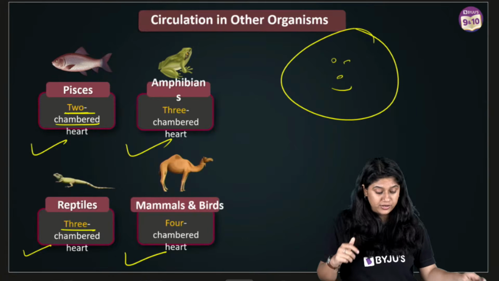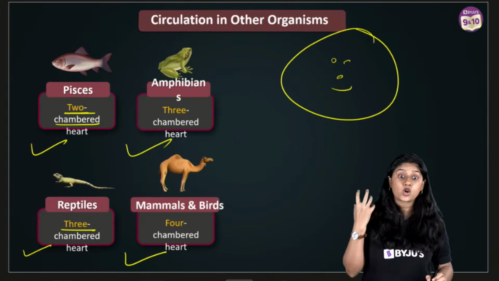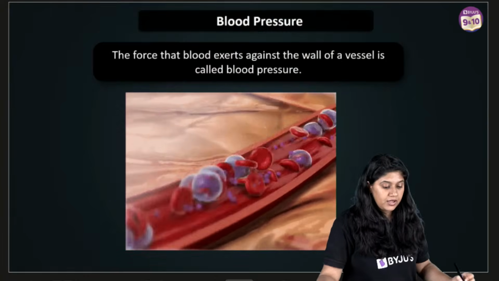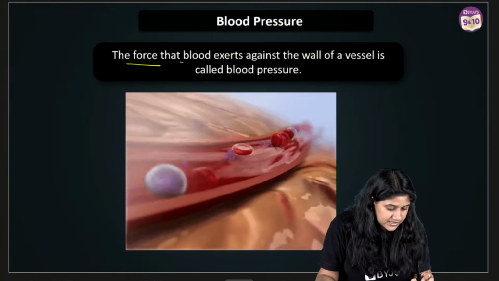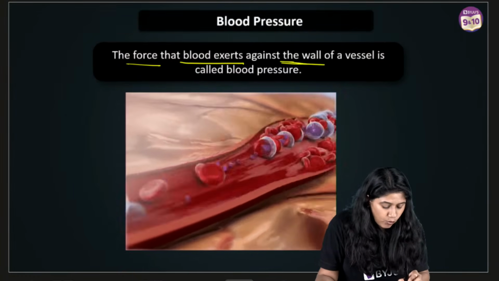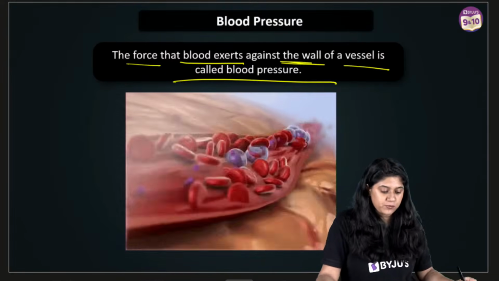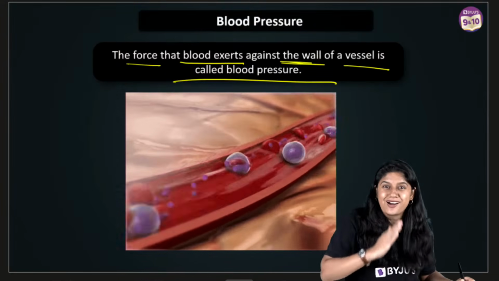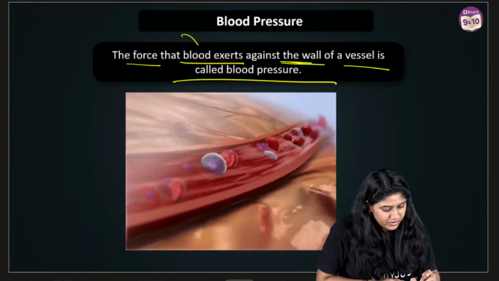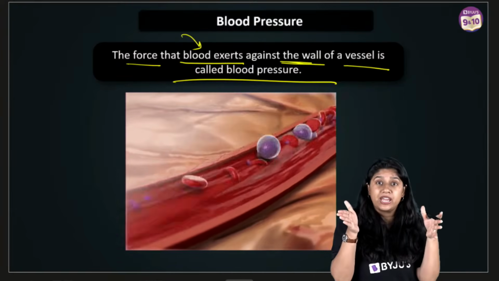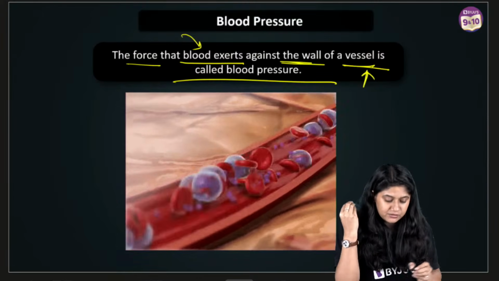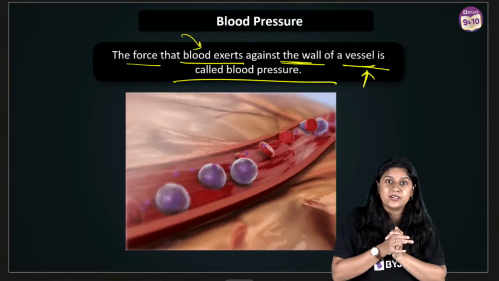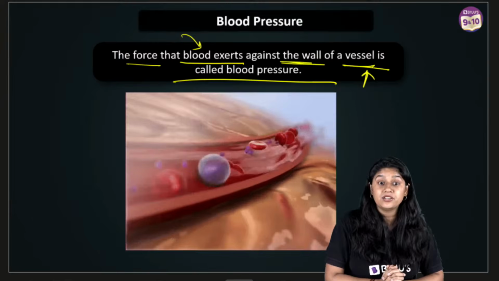Now blood pressure is a very important concept. What do we have in blood pressure? The force that is exerted against the wall of the vessel is called blood pressure. So when the blood is moving inside the arteries, it puts pressure on the blood vessels altogether. That is called blood pressure.